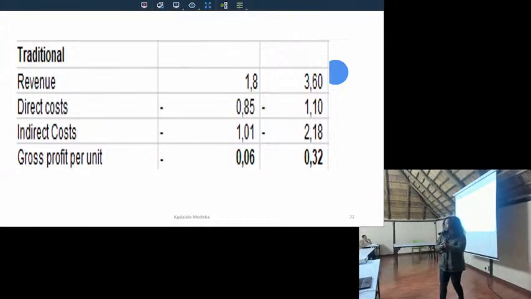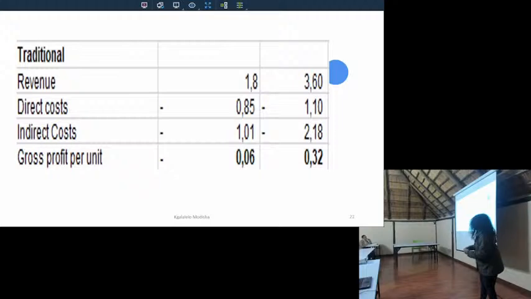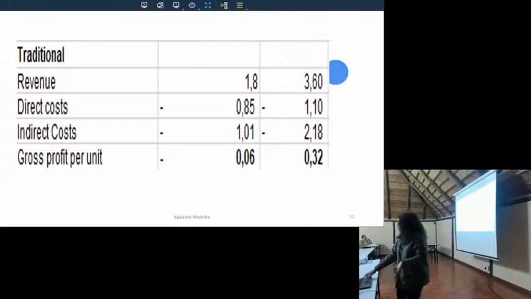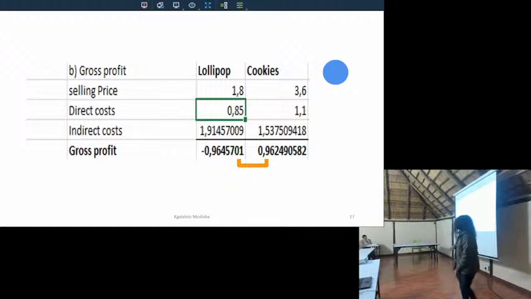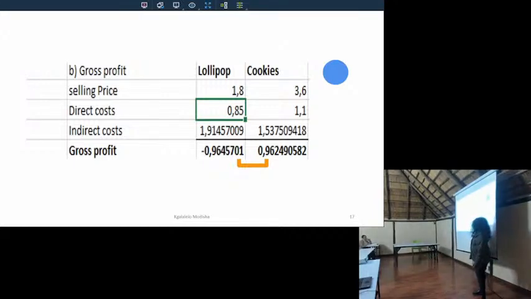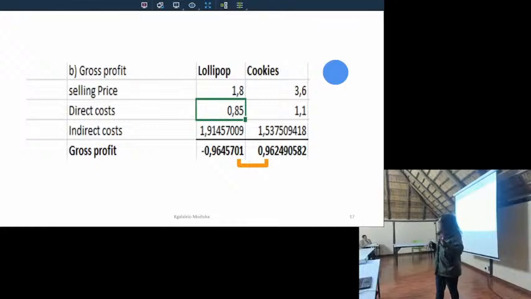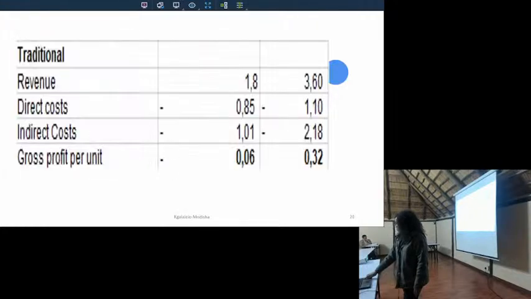So who gave us a bigger gross profit? Traditional, we've got for Lollipop 0.66 and 0.32, right? But for ABC, we've got negative 0.97 and negative 0.96. So do you see how the allocation of your indirect cost can make or break anything? Now it looks like Lollipop is making a loss, but in actual fact, they're not. No, they are making a loss.